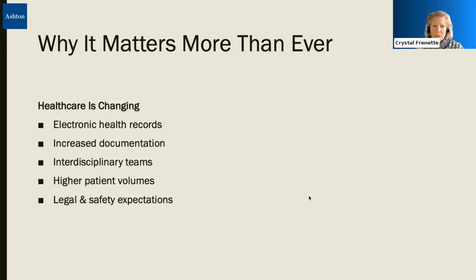Larger interdisciplinary teams mean more people to communicate with. So that communication has to be crystal clear. It has to be as clear as it can be and understood by everybody, so that everybody knows what to do and keeps patient safety first. That's what the whole team must always have in mind, right? So those legal and safety expectations as well. And medical terminology is a foundation for all that.